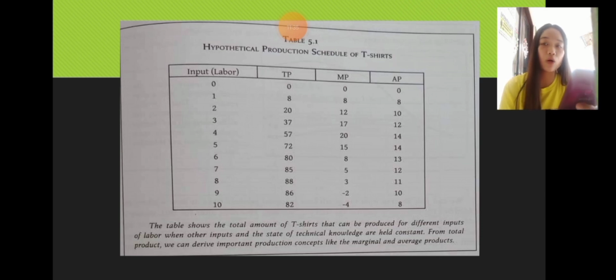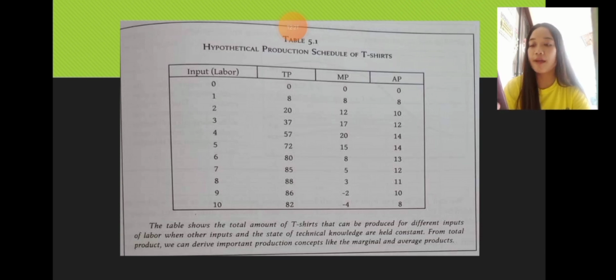In the table, we can observe the marginal product starts at 8 units of t-shirts for the first unit of labor, then increases to 12 units when another unit of labor is added. But as we add more and more labor, the marginal product falls to negative 4 units for the 10th unit of labor added. Marginal product calculations such as these are crucial for understanding how wages and other factor prices are determined.